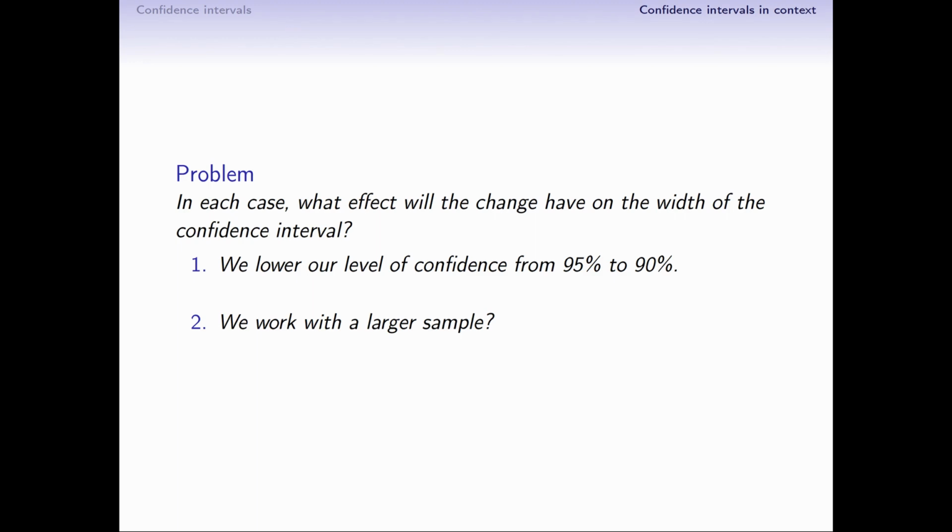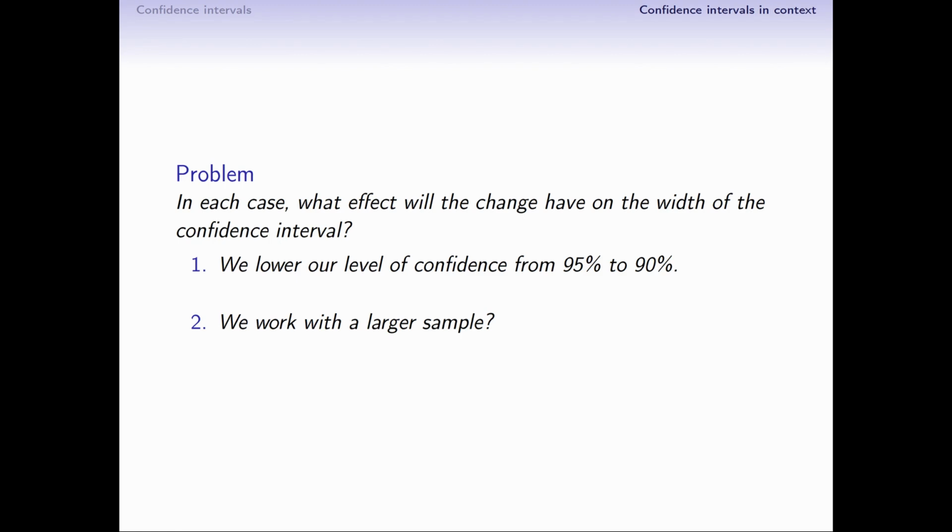So just remember this. As you take your confidence level and make it go from 95 to 90%, your confidence interval is going to have to also shrink. It's going to have to become narrower. All right? Now let's think about situation 2. What will be the effect on the width of the confidence interval by using a larger sample?